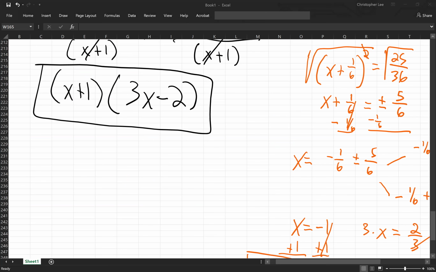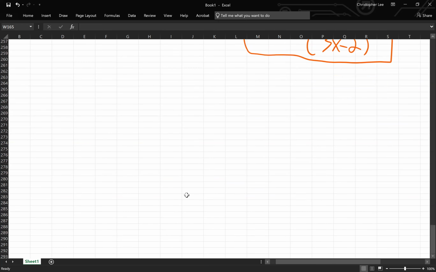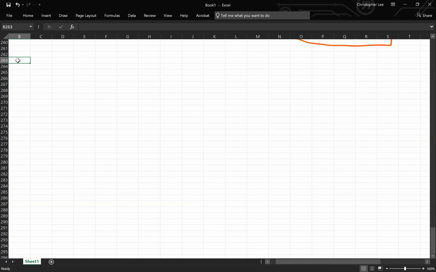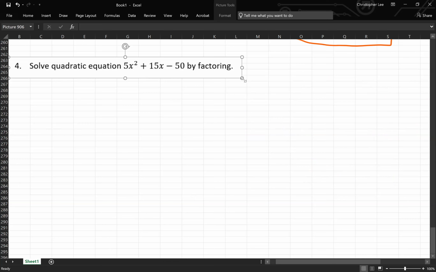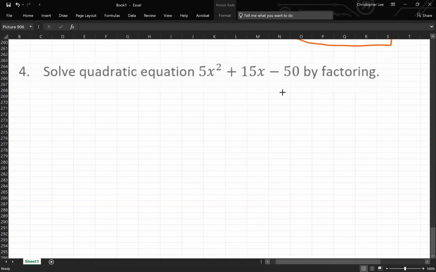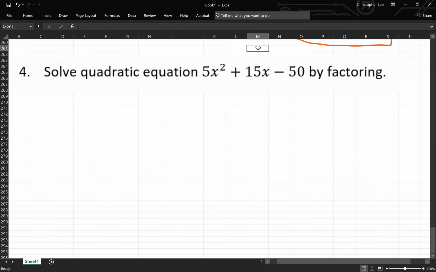Now, question 4 is a little annoying, a little bit more challenging. Here's the problem with question 4. Question 4 is indeed telling you to factor. We're going to factor a quadratic, but it's telling us how it wants it to be done by factoring. In other words, it's forcing us to use the AC method.